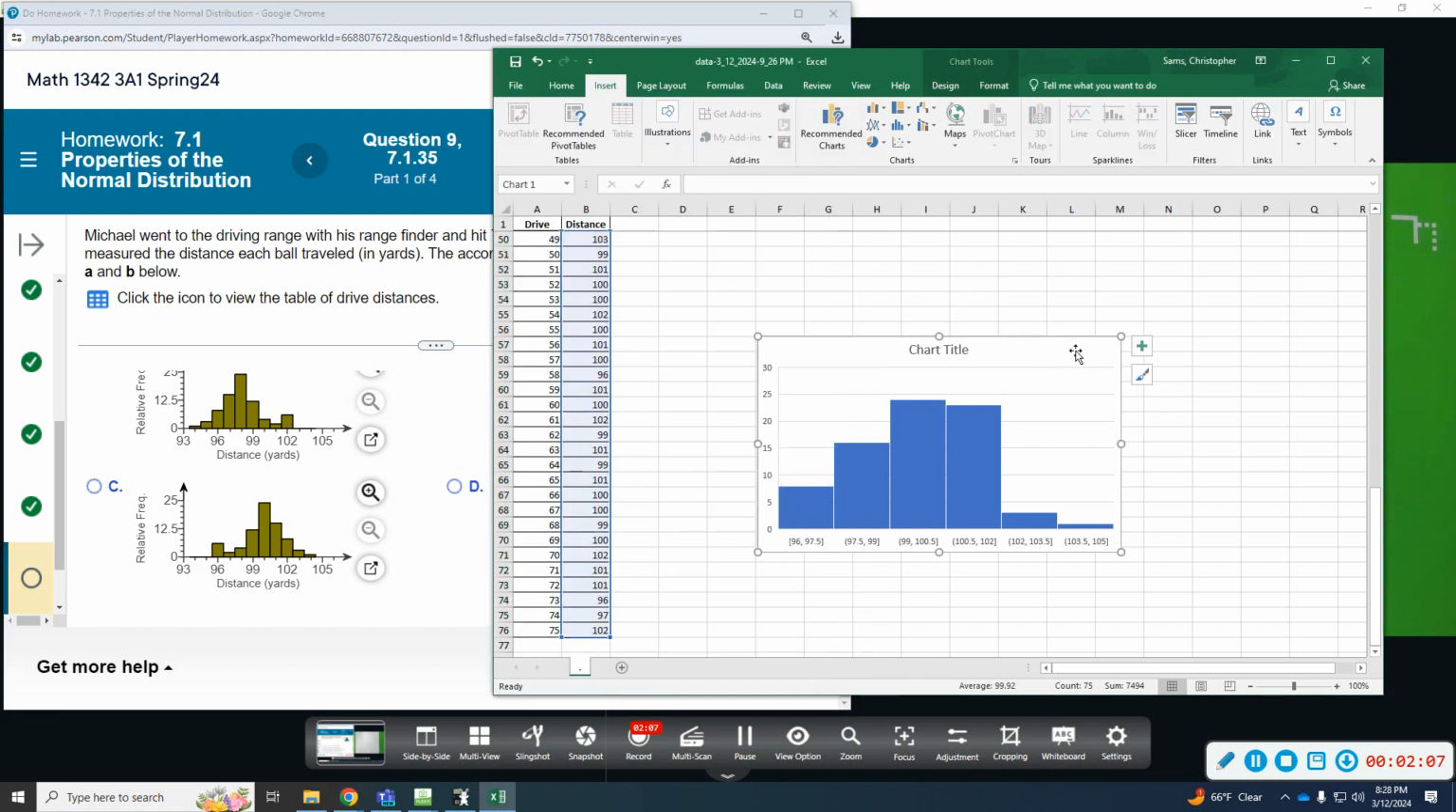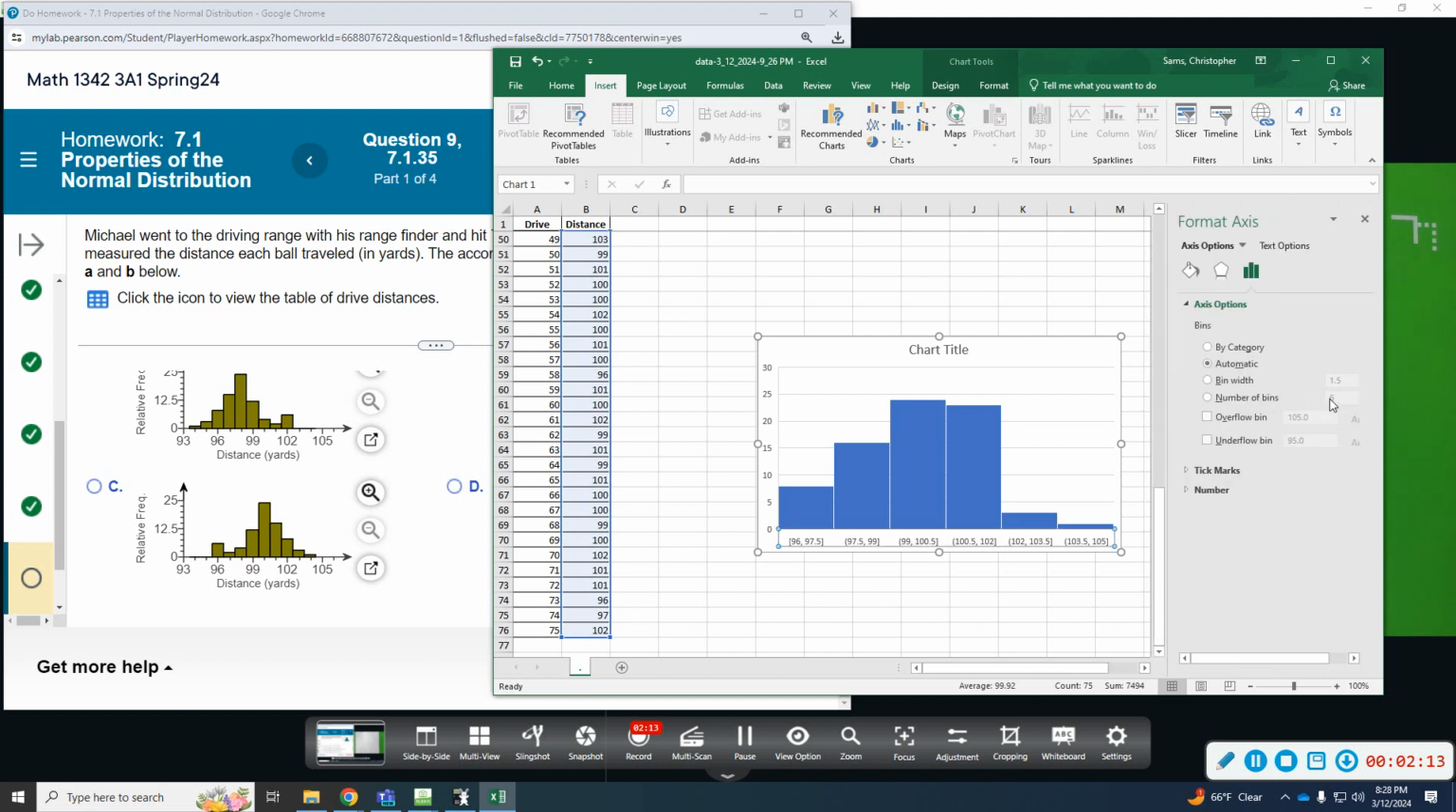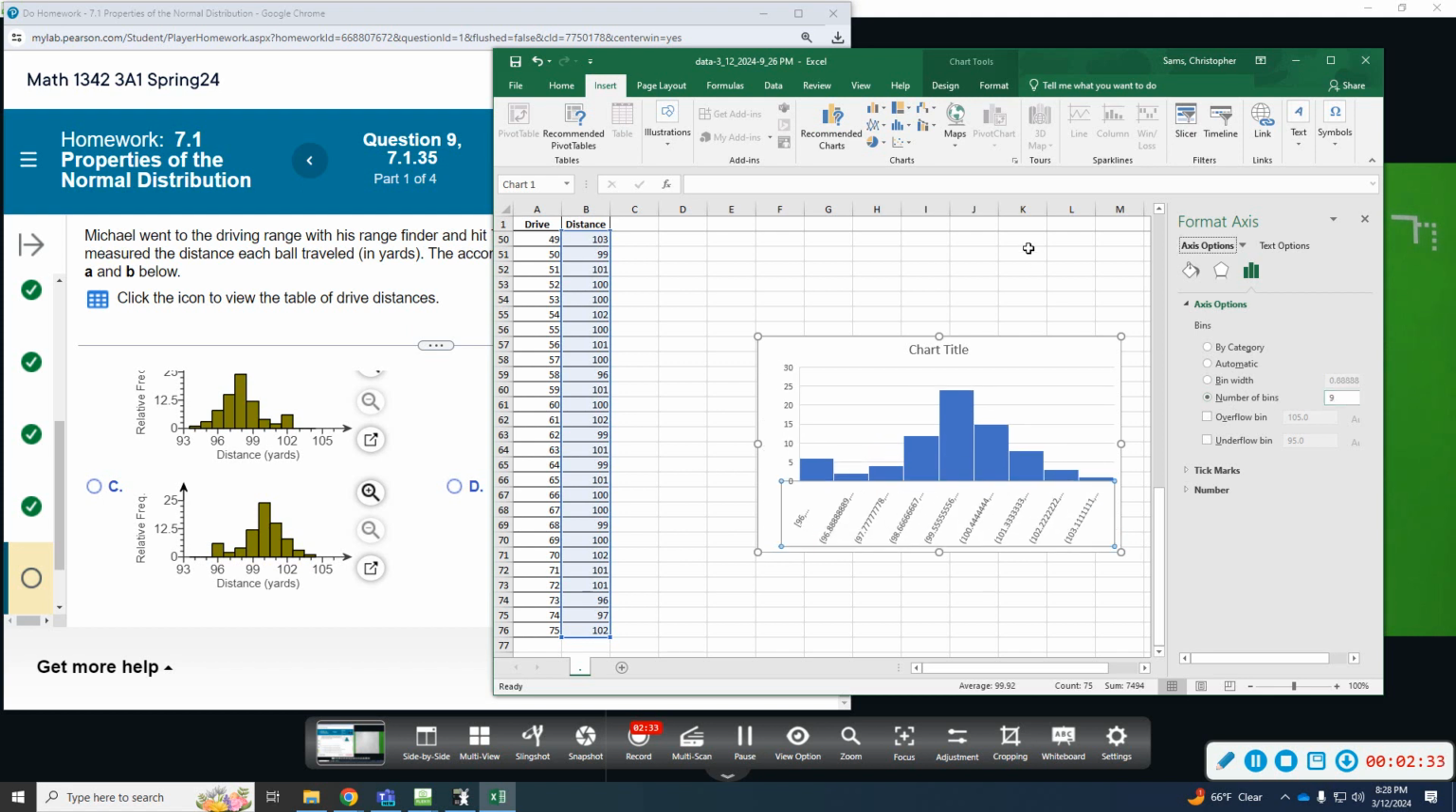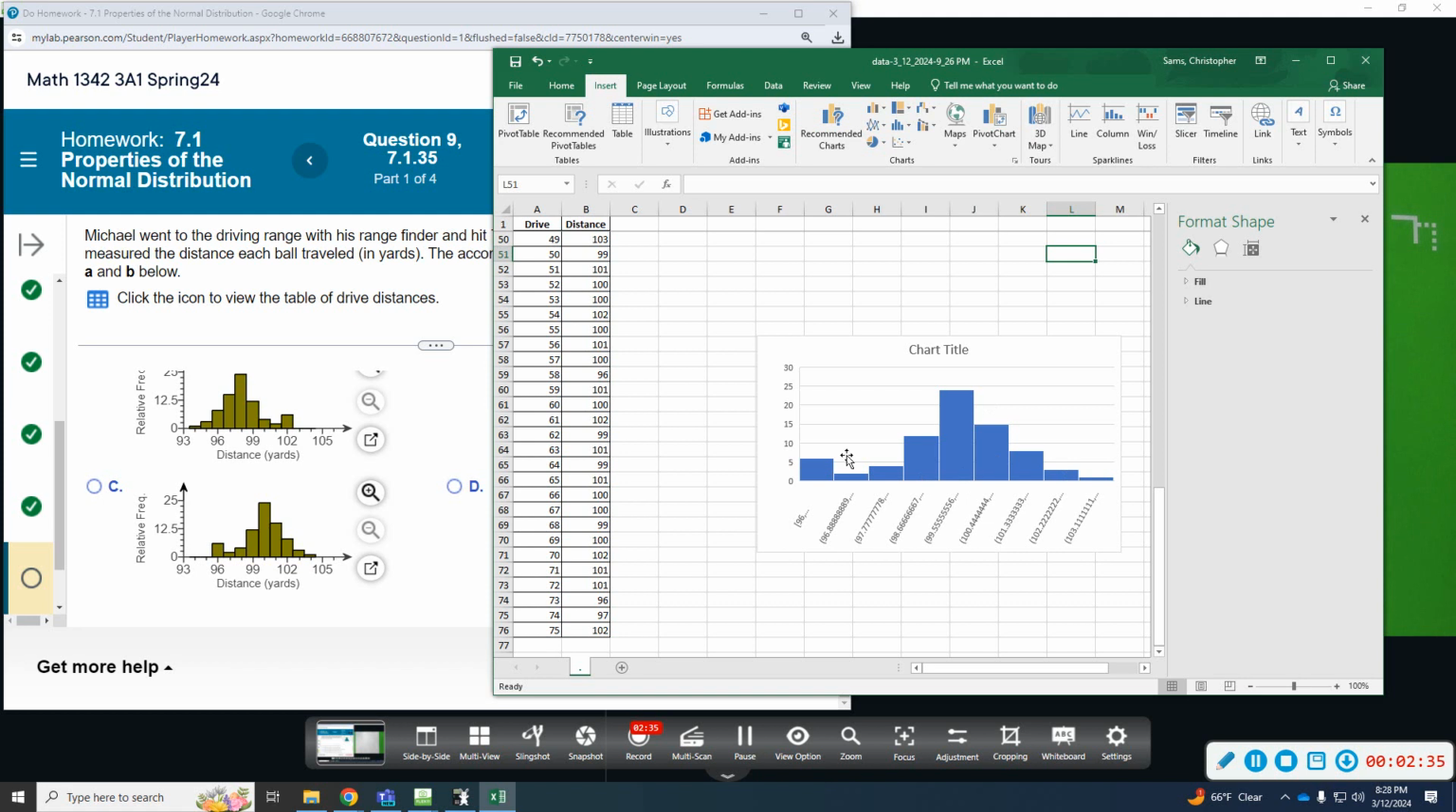So I'm gonna click this chart. I'm gonna go to Axes. I'm gonna go to More Options. Bins. So bin width, we're gonna call it 1. Looks like we're counting by ones. And the number of bins, we're gonna make it 9. It might adjust it a little bit, but it should be pretty close. Okay, so here is what my data looks like.